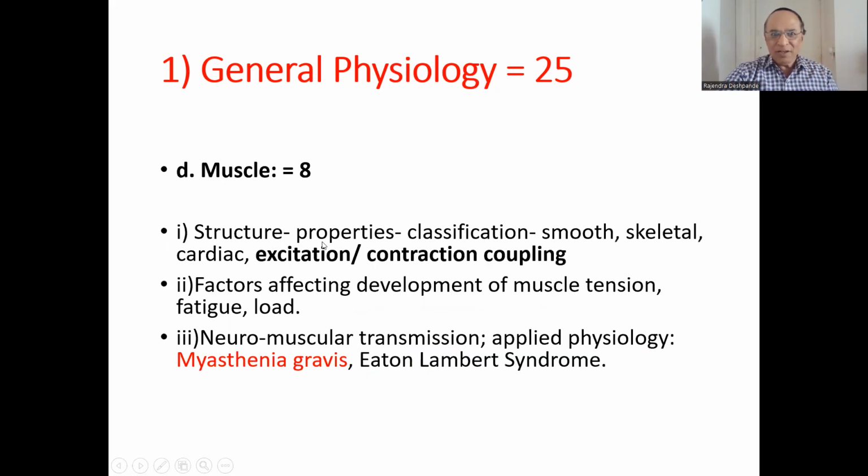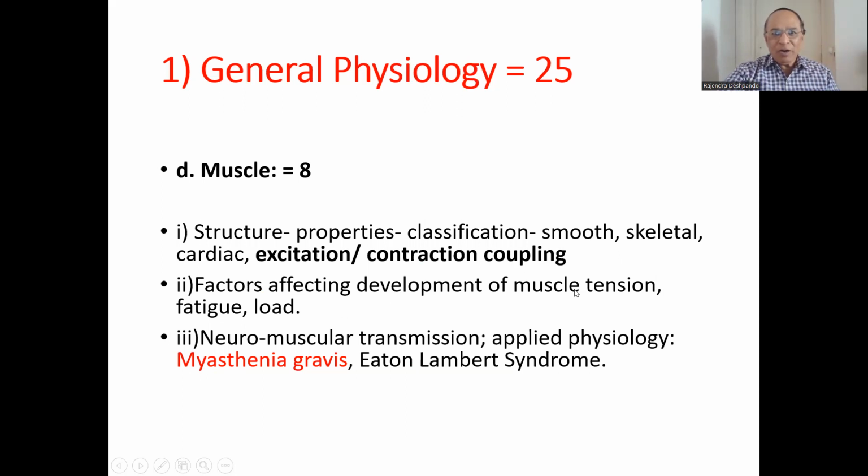Muscle: structure, properties, and classification. Smooth muscles, like in the abdomen, viscera, stomach, and intestine. Skeletal muscles, in the hands and legs, and cardiac muscles. Of course, they are also called, as you know, striated and non-striated muscles. Excitation-contraction coupling is a very important topic for examination purposes.